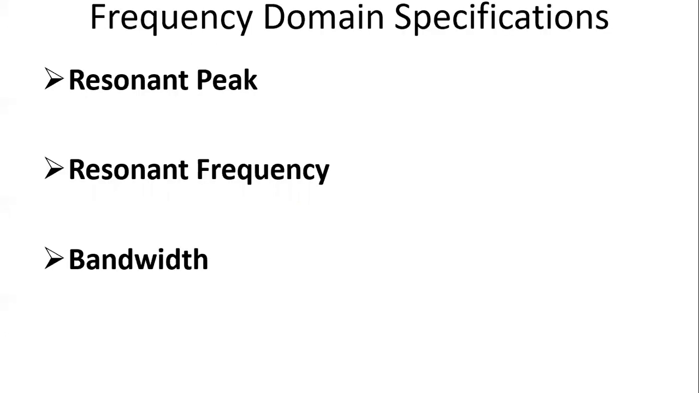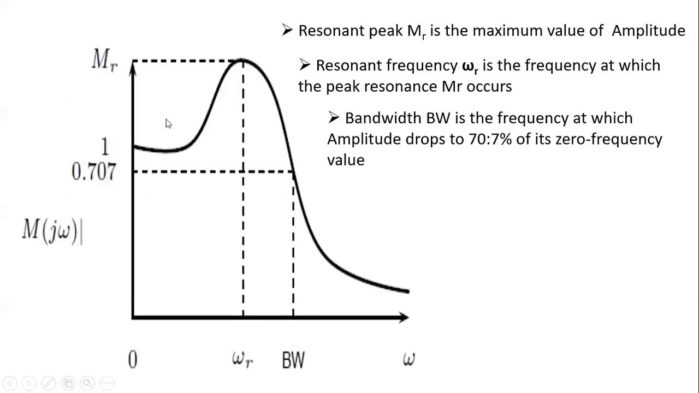Now let's see the frequency domain specifications. They are broadly the resonant peak, resonant frequency, and bandwidth. We can do this mathematically also, but let's understand it more with a graph, so that we avoid the complications of mathematical equations. If this is the response of the system, the resonant peak is M R, which is the maximum value of amplitude.